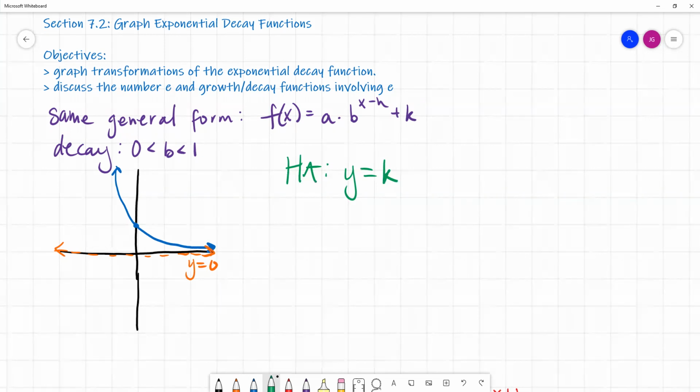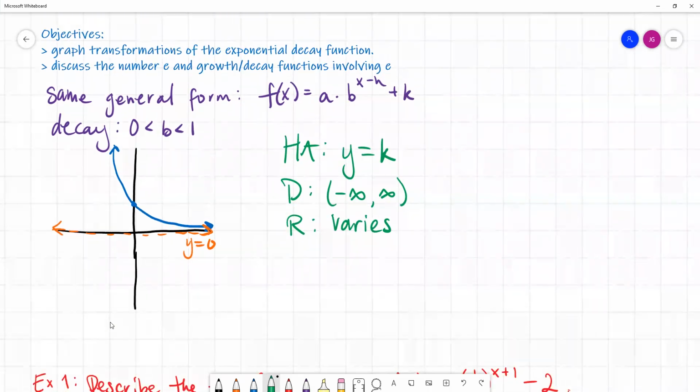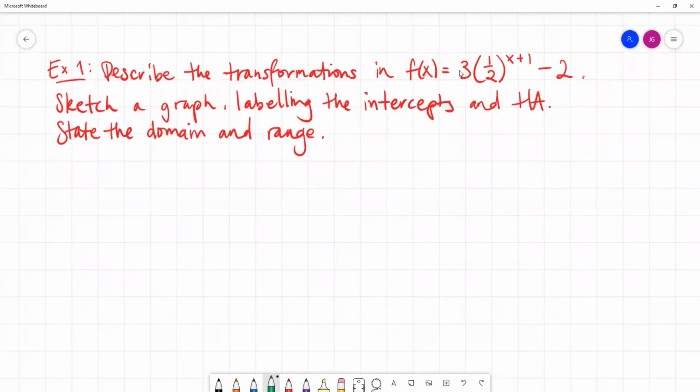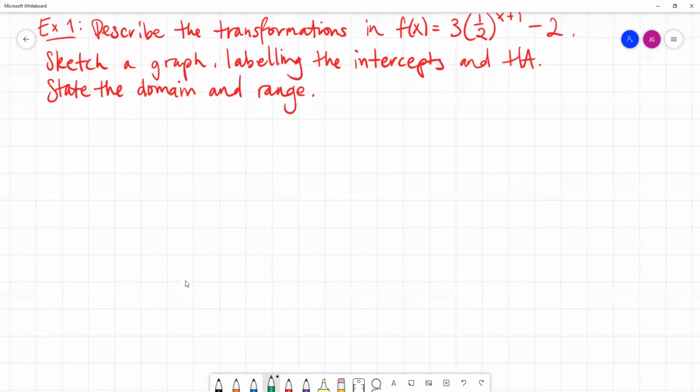And then same idea for the domain and the range. Domain will still always be negative infinity to infinity. And then our range varies. It's going to change depending on the function. All right, let's just do some examples. So start by describing the transformations in f of x equals 3 times 1/2 to the power of x plus 1 minus 2. Sketch a graph, labeling the intercepts and horizontal asymptote, and then state the domain and range.